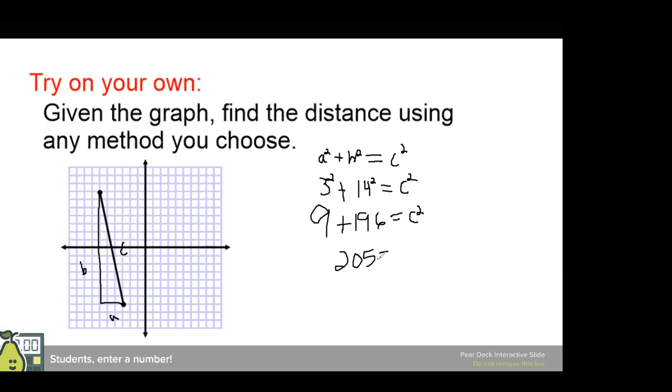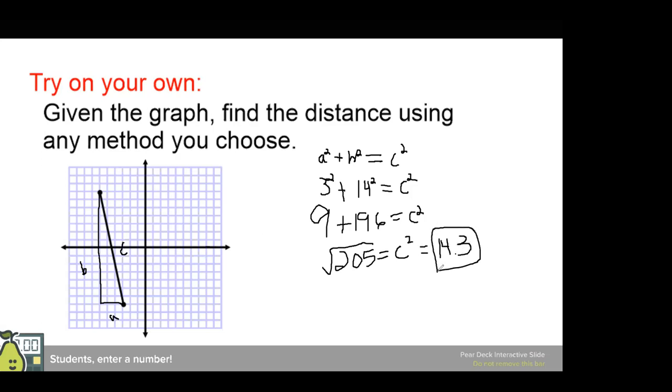Is that a perfect square? No, it's not. Can anybody take the square root of it? What do we get? Square root of 205. 14.3. No, 14.3. There we go.